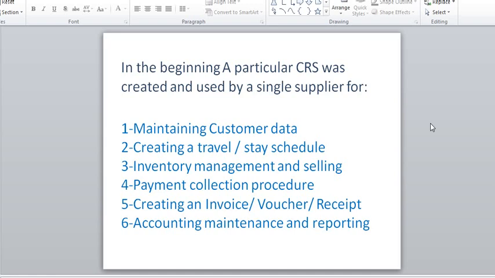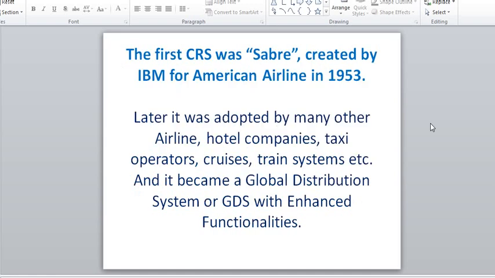When you are selling something, definitely an invoice is created and the voucher is given to the customer, like a ticket voucher for the airline tickets, and there may be a hotel voucher to go to the hotel and stay there. And accounting, maintenance, and reporting also was done by the CRS. So these are some functionalities of the CRS.